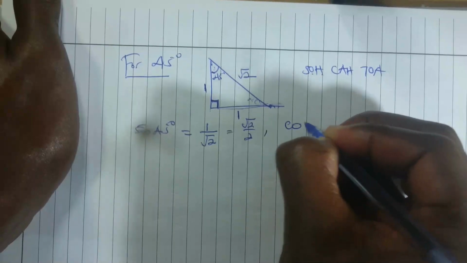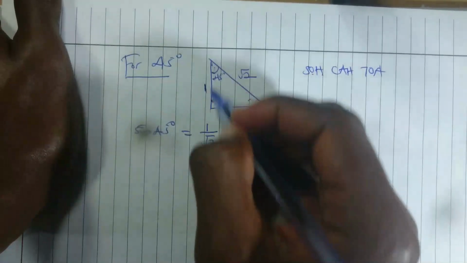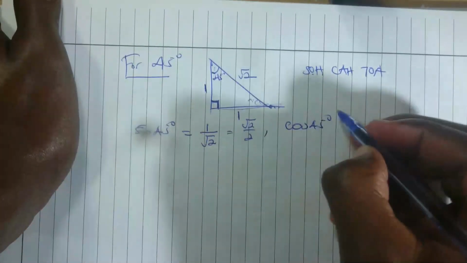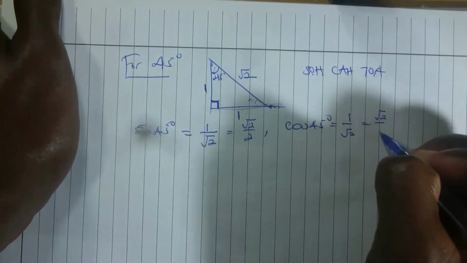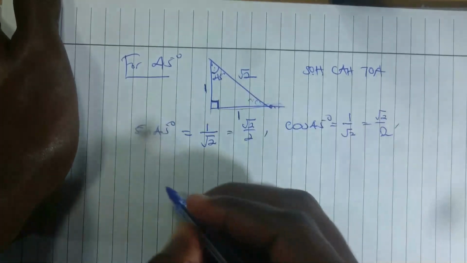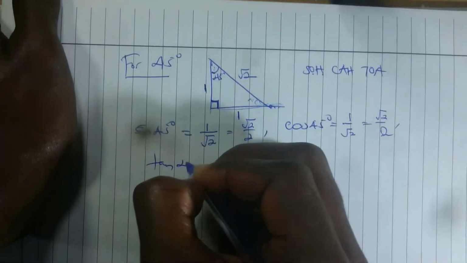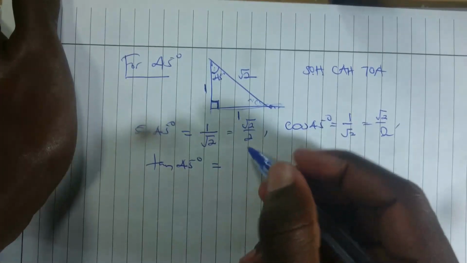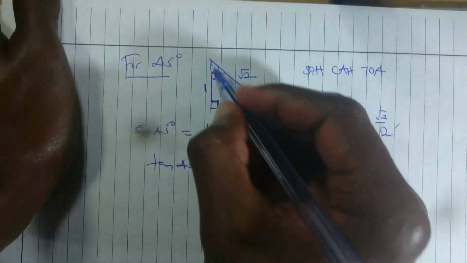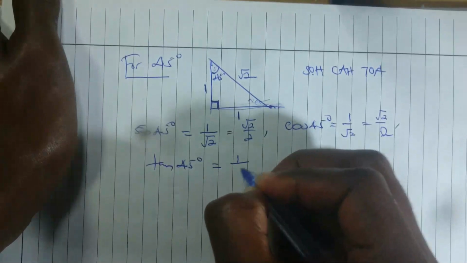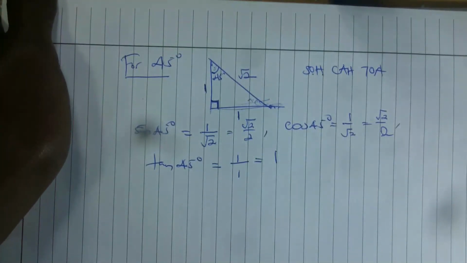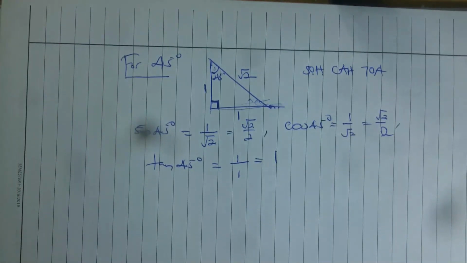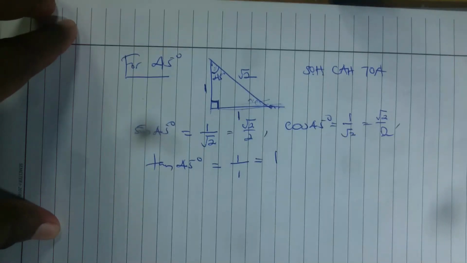Then we have cos of 45 degrees. Cos is adjacent out of hypotenuse. Adjacent is still 1 out of hypotenuse, root 2. Still, if you rationalize, you get root 2 out of 2. Then tan of 45 degrees is given by opposite, which is 1, out of adjacent, which is 1. It gives us 1. I think for 45 we're actually done. We just have to know these trig ratios.